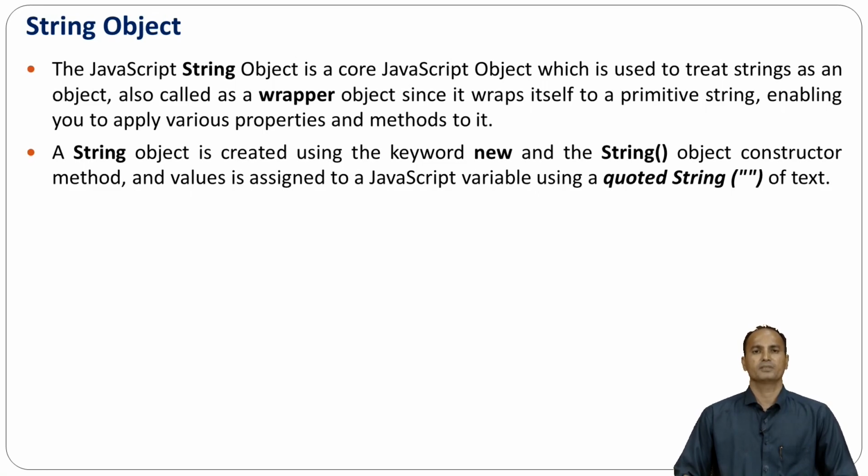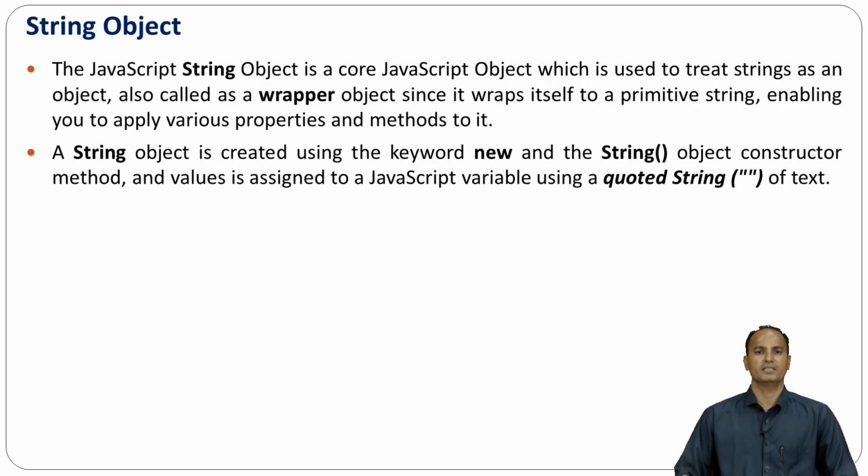The JavaScript string object is a core JavaScript object which is used to treat a string as an object. It is also called a wrapper object, since it wraps itself around a primitive string, enabling you to apply various properties and methods to it. That means the string object is a core object in JavaScript, and we can create it to manipulate various functionality from the available content.